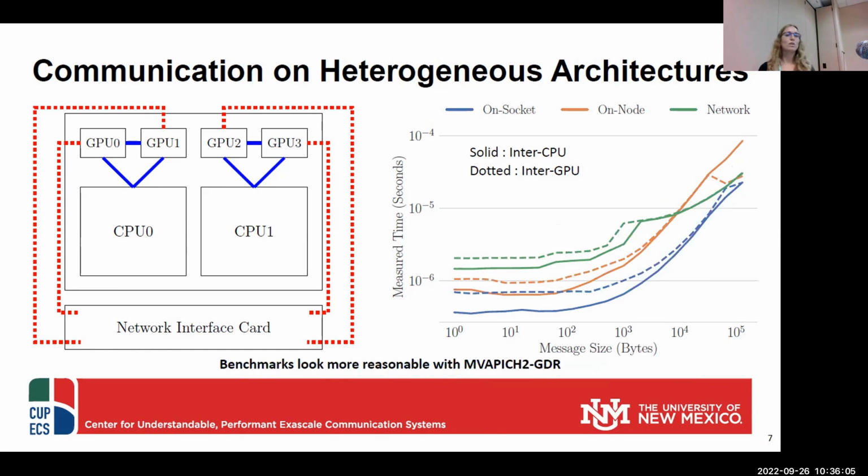That was with Spectrum MPI. If we look at MVAPICH, it does look a lot better. This is benchmarks for MVAPICH on Lassen. And you can see that now things line up a bit more like you would expect them to. However, on node is still much more expensive for large messages than through the network. So again, we're going to be looking at on socket.